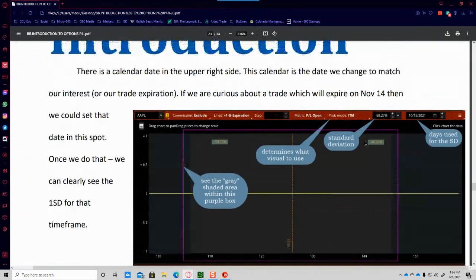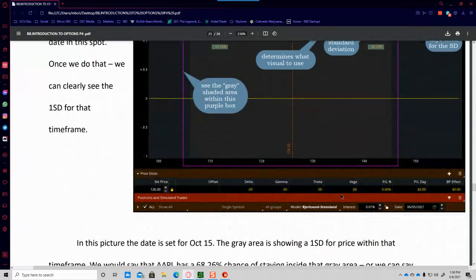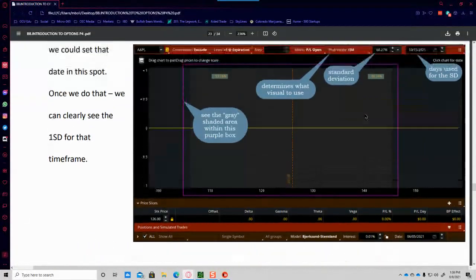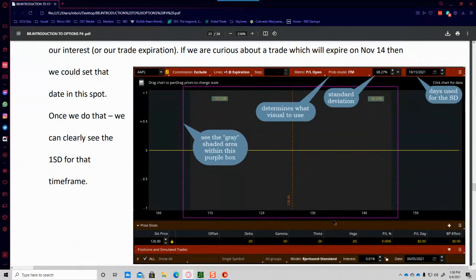So there is a clock at the top, like a calendar clock. And this is where we set the days. Whenever you reset your Thinkorswim analysis tab, make sure you check that date. That way, if you do build a trade, that date will reflect the trade that you built.